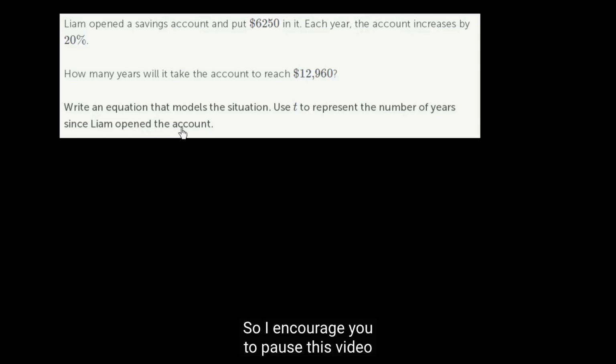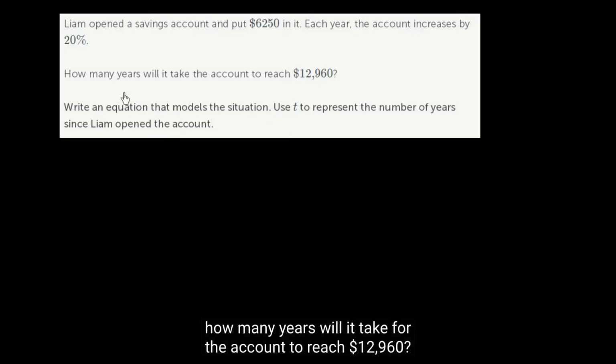So I encourage you to pause this video and actually try to do it on your own first. Try to write this equation that models the situation using the variable t in the way they described, and then actually answer the question. How many years will it take for the account to reach $12,960?